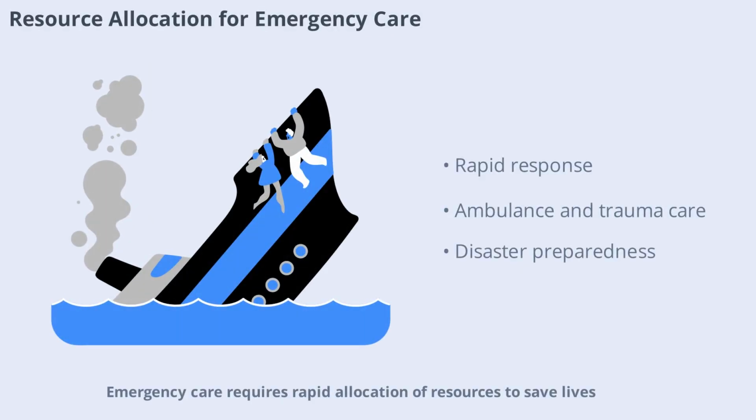Emergency care requires rapid allocation of resources to save lives. Health economics supports planning for emergency services including ambulance systems, trauma care, and disaster response. Efficient allocation ensures timely care and maximizes survival rates. Preparedness and flexibility are key to effective emergency resource management.